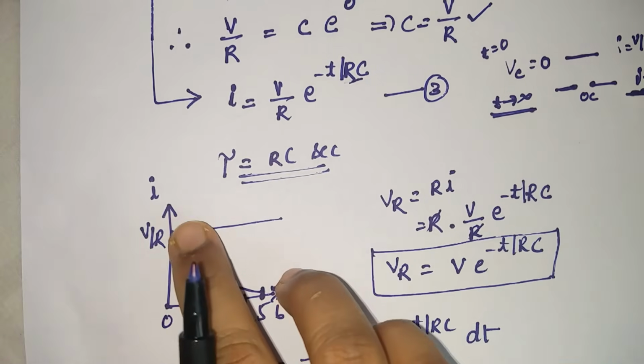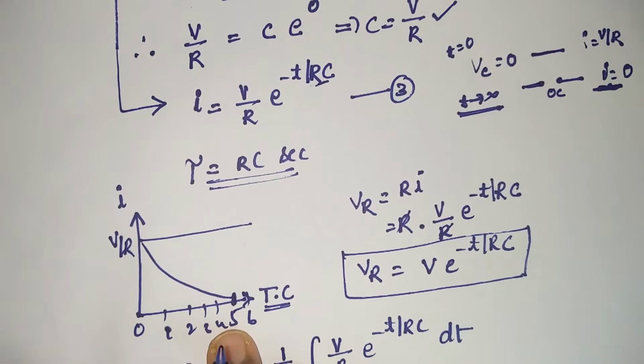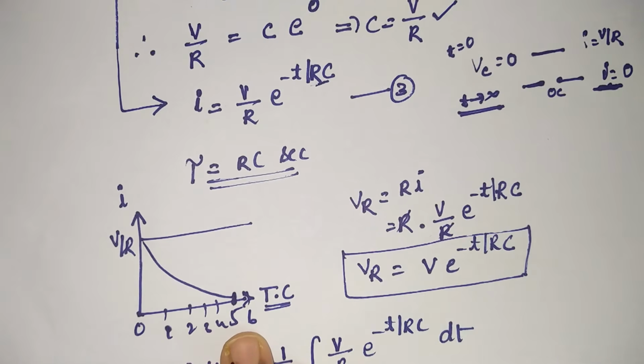Okay, so this is the current versus time constant. From this curve, what we can observe is that after 5 tc, after 5 time constants, the curve reaches 99% of its final value. What is the final value? 0, right? Okay, so in this way we can analyze.